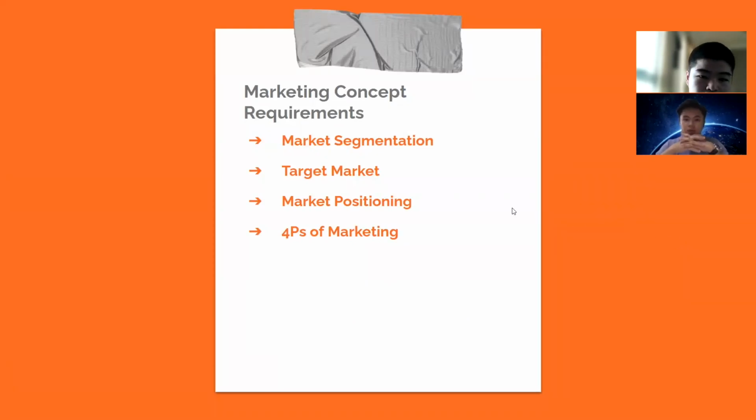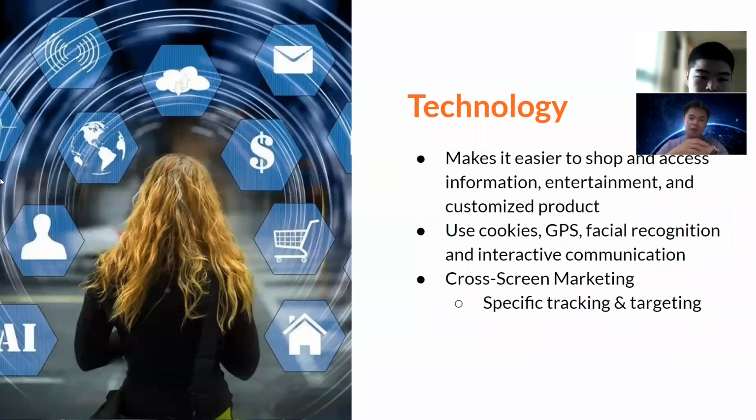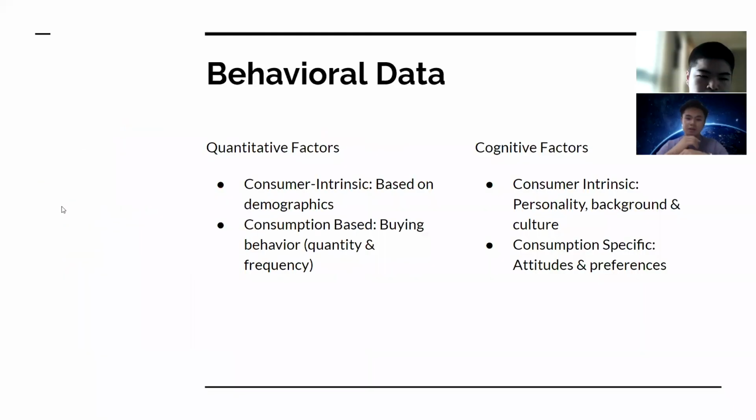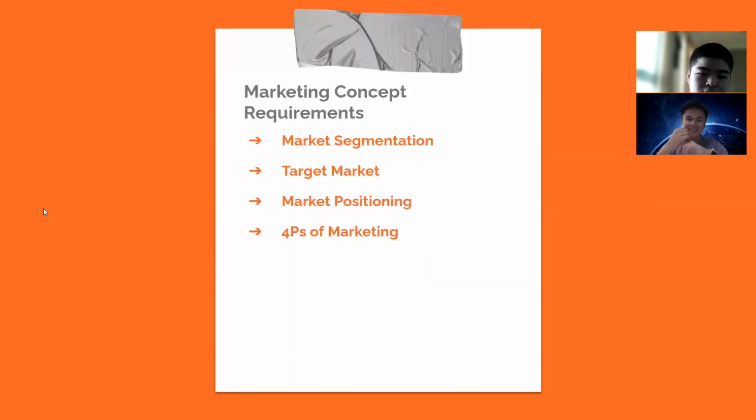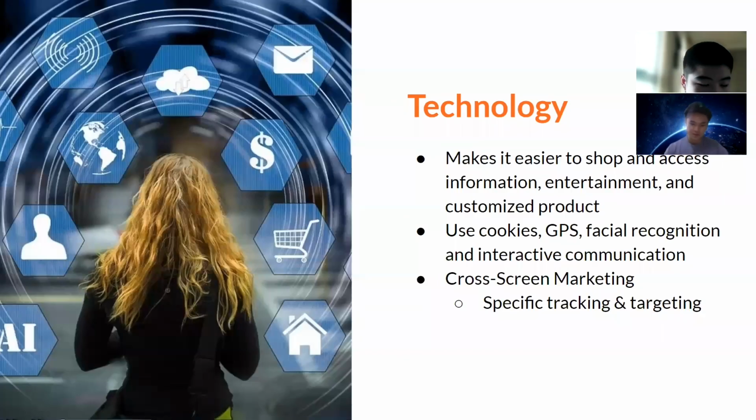To have a marketing concept, you have to have these requirements. You have to have market segmentation and target market. These two are for your market, and then market positioning for your products against competitors, and the last one is the four P's of marketing.